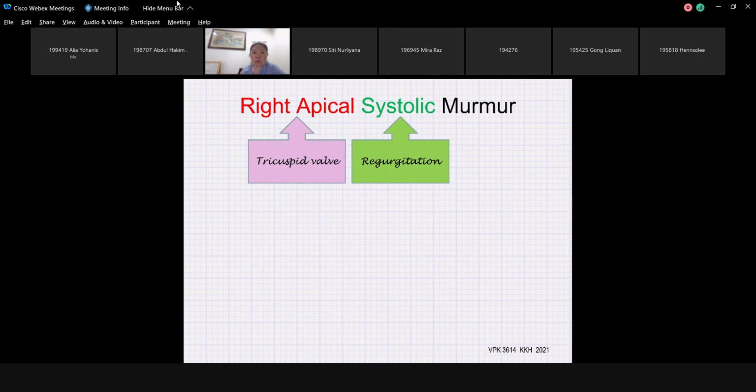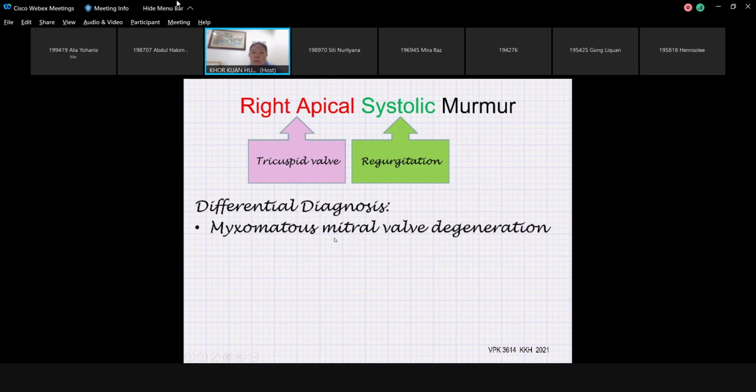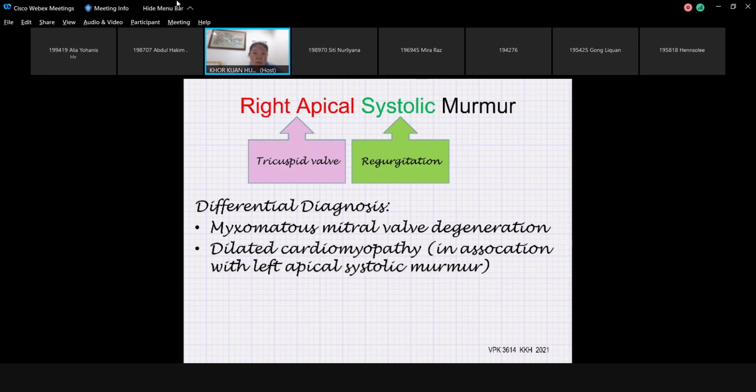Okay. Right apical systolic murmur, right side heart, tricuspid. Systolic regurgitation. So again, thickening of the mitral valve. See, the mitral valve is so nosy. It's supposed to be on the left side, right? Now it's on the right side too. Okay, sometimes it does happen. Or a dilated cardiomyopathy. This deterioration is also like just now. So it happens as well. You can pick up this murmur on the right side of the heart.